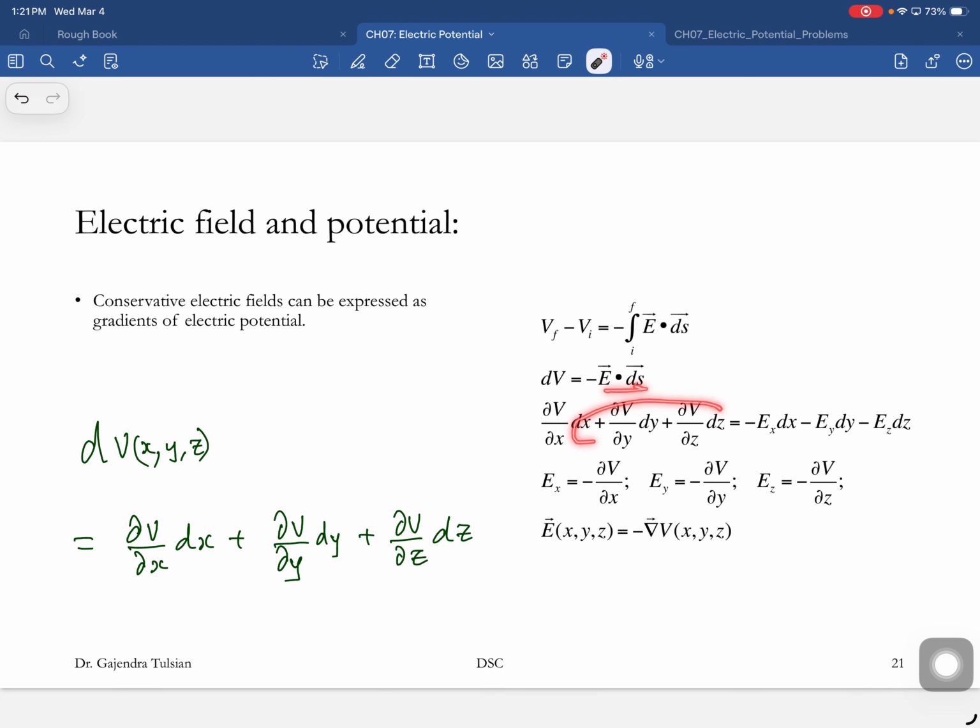And the dot product of these two is that. So you can equate that to that. Ex is negative del v by del x. Ey is negative del v by del y. Ez is negative del v by del z. So that tells you that the electric field vector is equal to the negative of the gradient. So what we have shown is that this statement and this statement are equivalent.